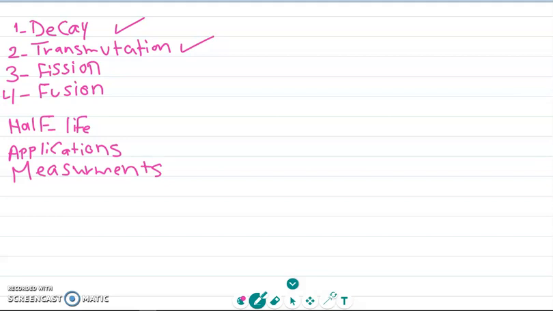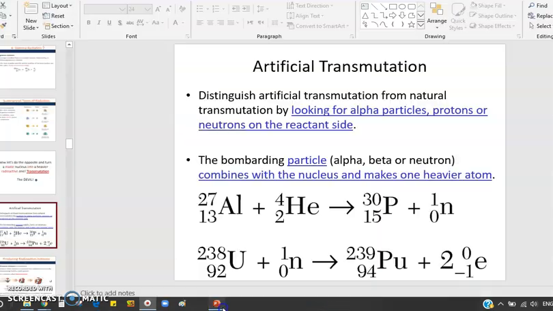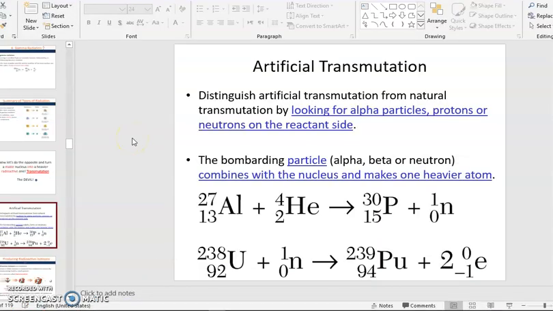So transmutation is the second topic we'll be talking about. Transmutation, basically, is the opposite of decay. In decay, the element is not stable, and it emits energy and turns into another, new element. In artificial transmutation specifically, we hit the stable element with a radiation particle and get another new element and a new radiation particle.